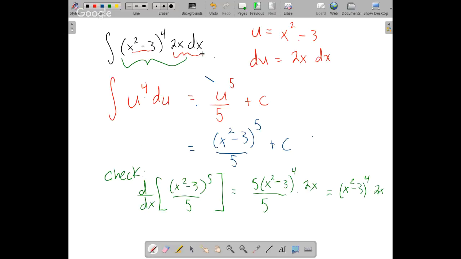So this is called integration by substitution. And does it always work? Answer is no, it doesn't always work. So let's look at an example where it doesn't work.